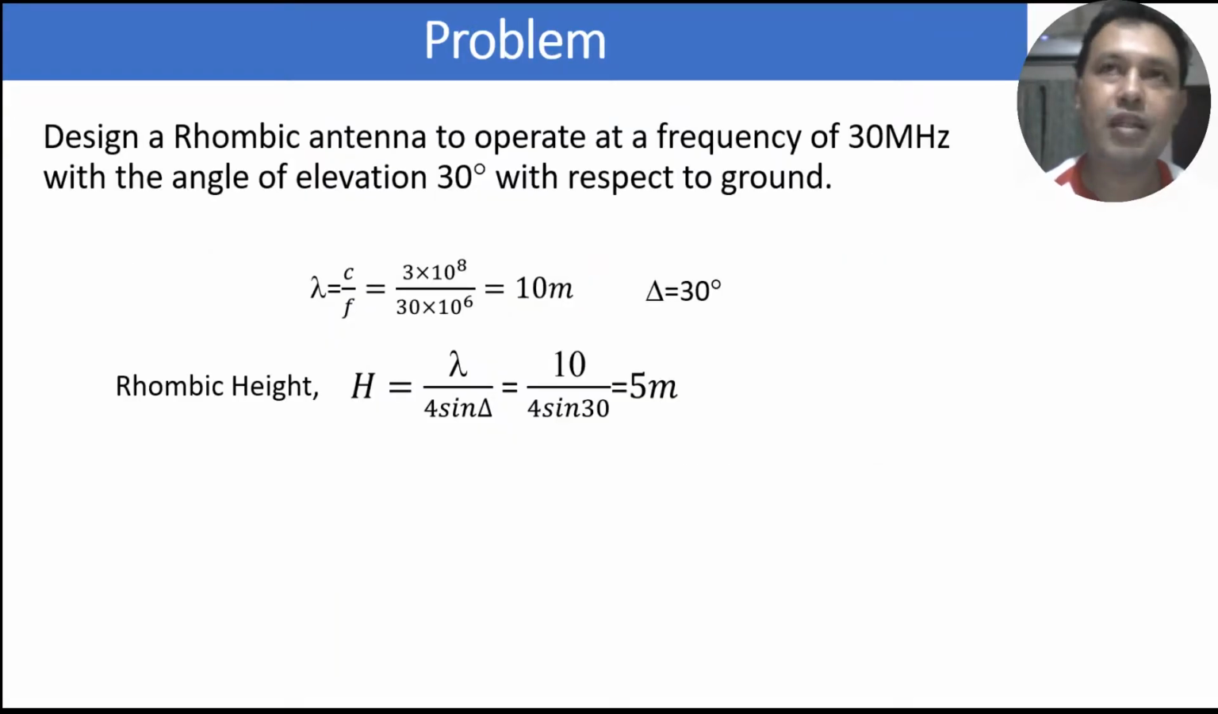So now if we give a problem, design a rhombic antenna to operate at a frequency of 30 megahertz with the angle of elevation of 30 degree with respect to the ground, then we have to calculate the rhombic height. And in order to calculate the rhombic height, we need to know the lambda, that is the transmitting wavelength. And wavelength can be calculated from this well-known formula, and from this we use the previous formula and we can get the rhombic height.